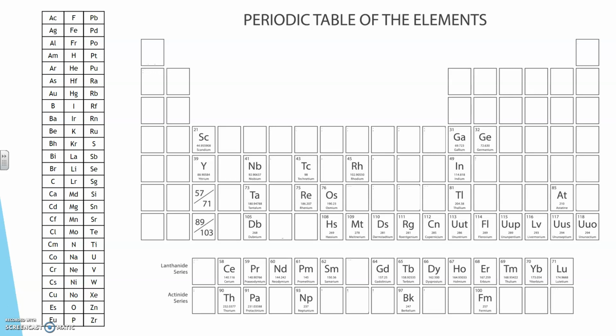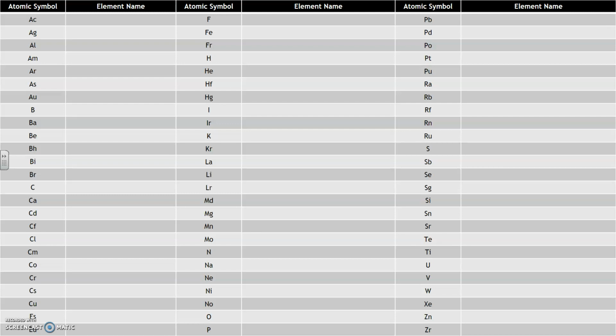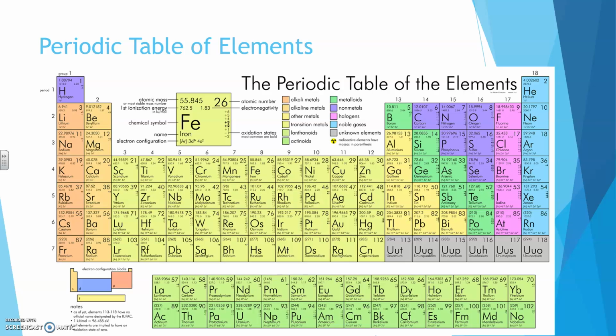For the first half of the quiz, you are going to need to place the atomic symbol in the correct spot on the periodic table. And then for the second part of the quiz, you will need to actually name the elements based on their atomic symbols. Okay? So we'll do some games and stuff like that in class to help you pick this up a little bit more.